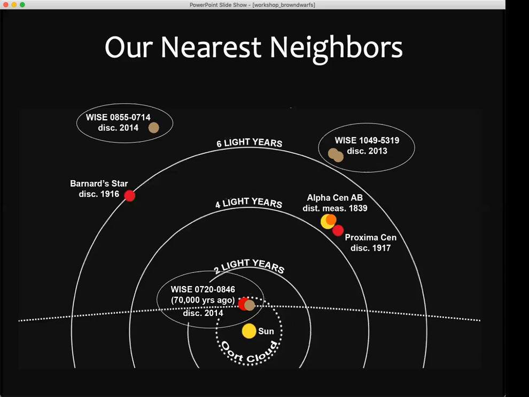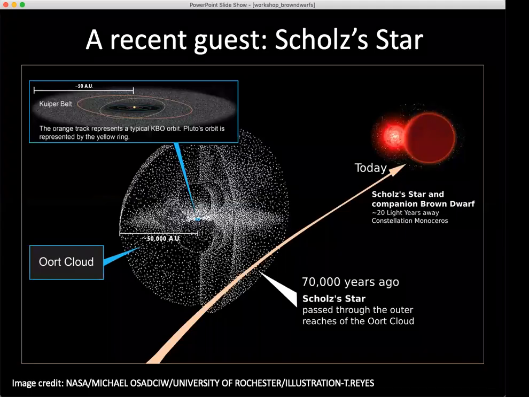So they are nearby things, right? There's a sort of infographic about Scholz's star. So there it is passing through our solar system. The closest approach we think was roughly about 50,000 astronomical units. Remember, an astronomical unit is the distance between the sun and the Earth.